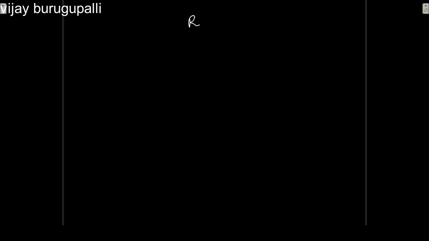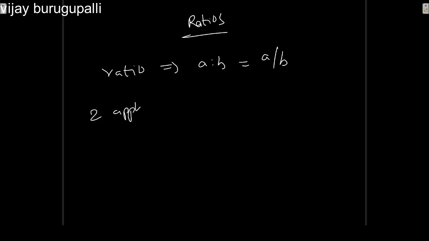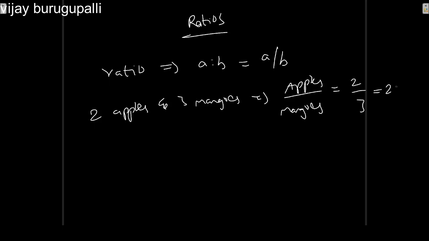Today our topic is about ratios. Ratios are generally used to compare two quantities, and a ratio is represented as A is to B, which is nothing but A by B. For example, if there are two apples and three mangoes, then the ratio of apples to mangoes is given as 2 by 3, which is nothing but 2 is to 3.